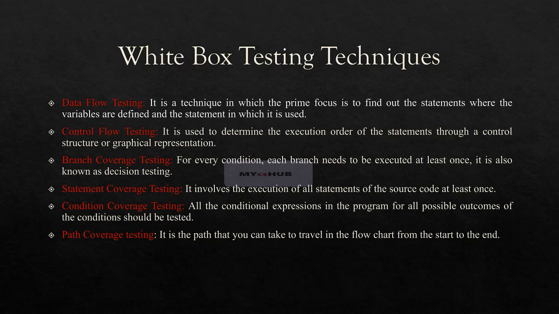Next one is control flow testing. It is used to determine the execution order of a statement through control structure or a graphical representation. Next one is branch coverage testing. For each condition, each branch needs to be executed at least once. It is also known as decision testing.